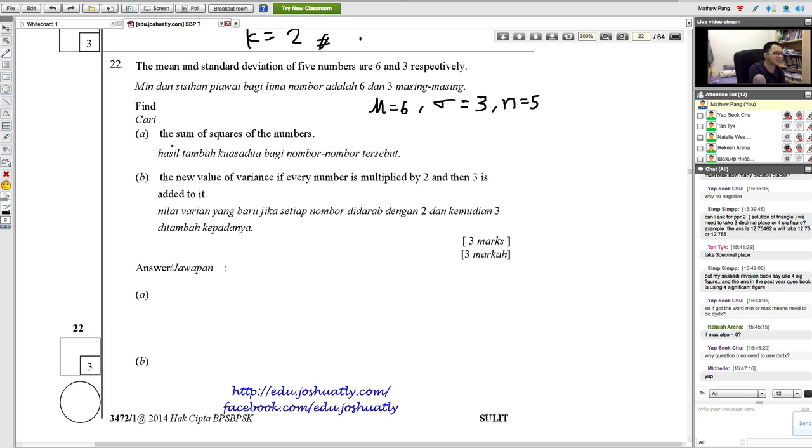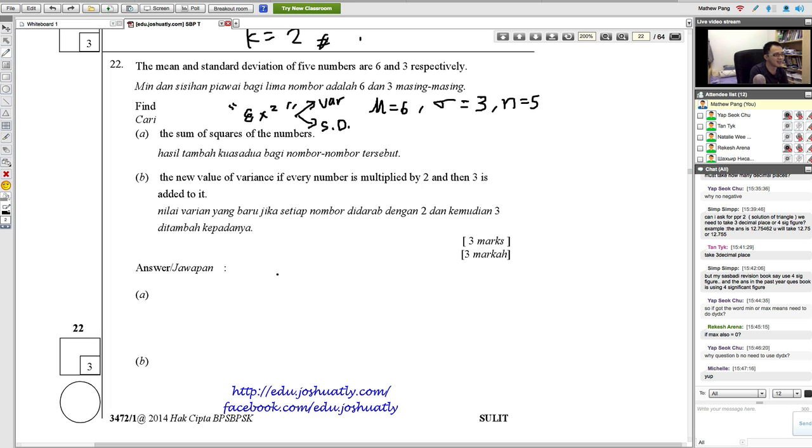So whenever I see sum of squares of the numbers, I know the question is trying to find sum of x squared, because x is all the numbers. So sum of squares of the numbers means the question wants to find sum of x squared. And sum of x squared only happens in the formula of variance and standard deviation. So you do not have much choice. It's only in the variance and standard deviation, and over here I have standard deviation.